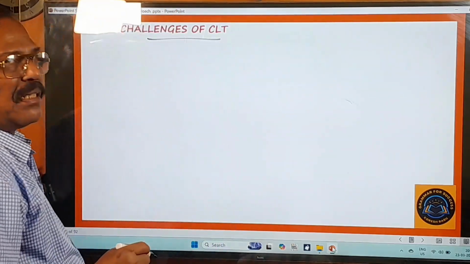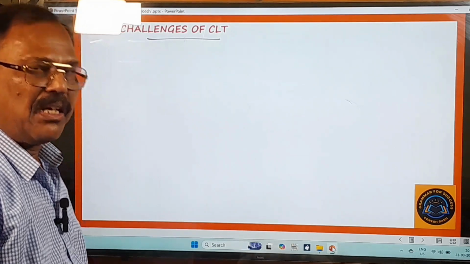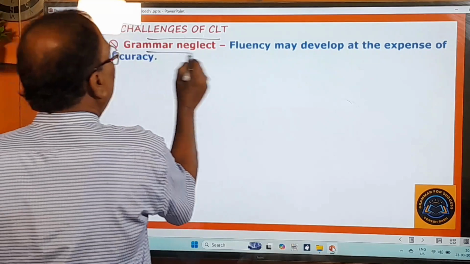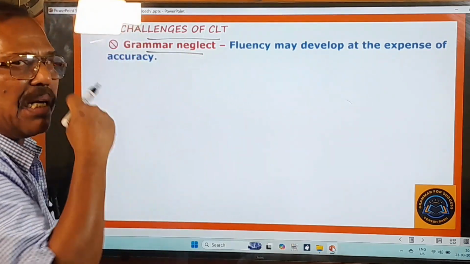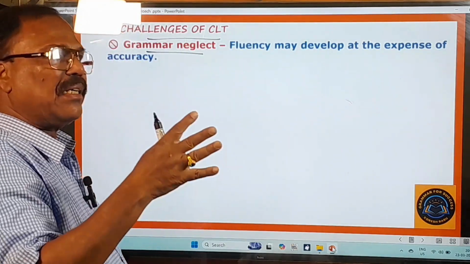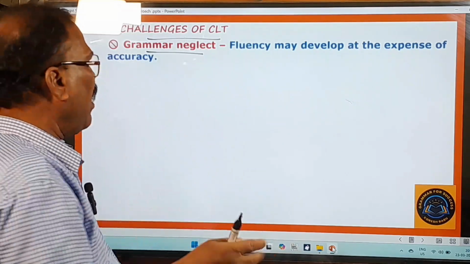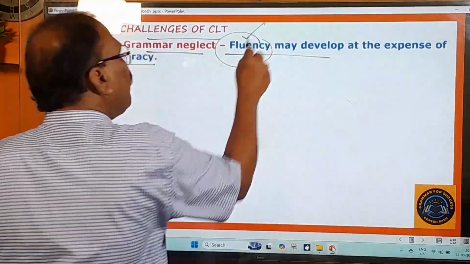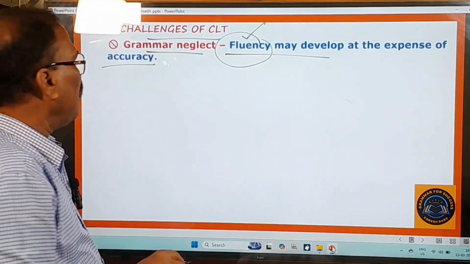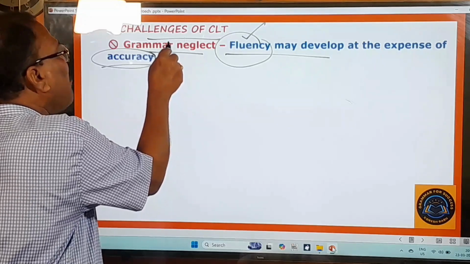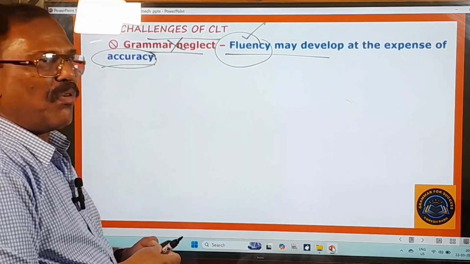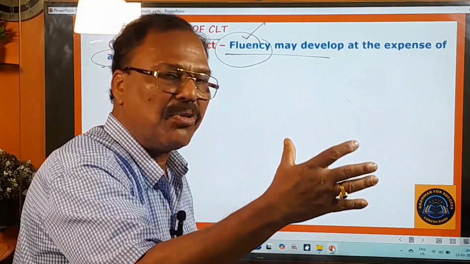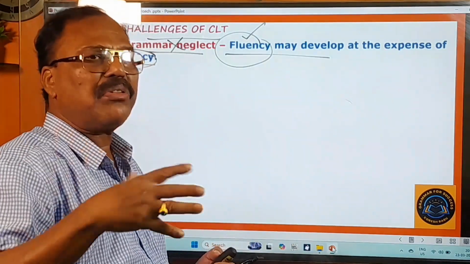Challenges of CLT. Challenges, in other words, disadvantages. What are the disadvantages of this CLT? Okay, here you pay attention. Grammar neglect. In this CLT approach, grammar is neglected to a greater extent. Of course, fluency may develop at the expense of accuracy. That means you may get fluency in this approach, but you may not get accuracy because grammar is neglected. Because if you want to speak grammatically correctly, you must learn some grammar rules. Grammar rules are very, very important.